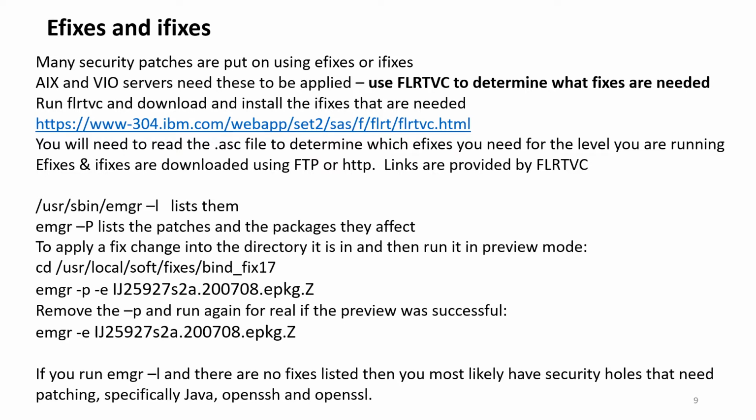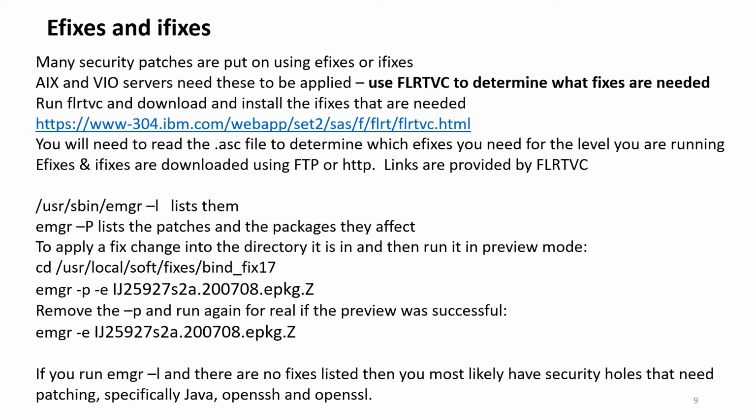eFixes and iFixes are security patches or pervasive fixes that need to go on that have not been integrated into a service pack or a technology level. And we use the fix level recommendation tool vulnerability checker, also known as FlirtVC, to determine what fixes are needed. After you run it, it will give you a file that you can look at that actually shows you all of the links and everything to the various patches, and you can then go and download them.